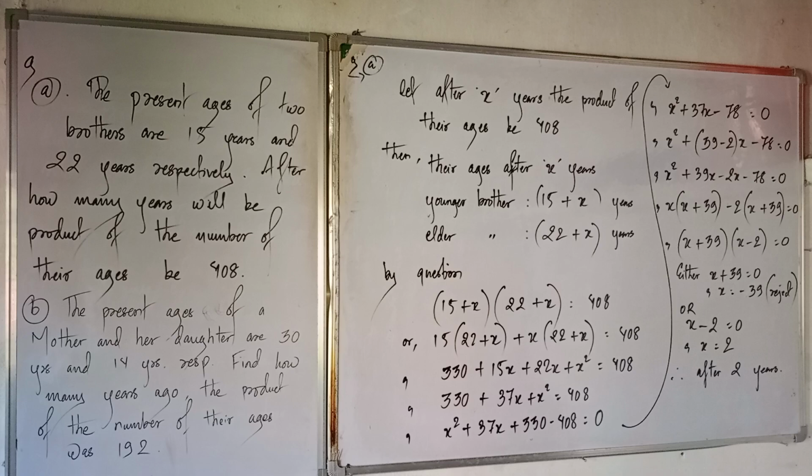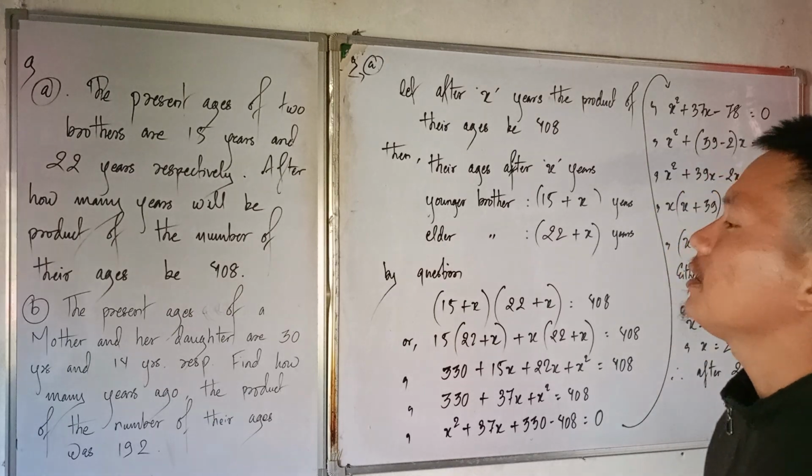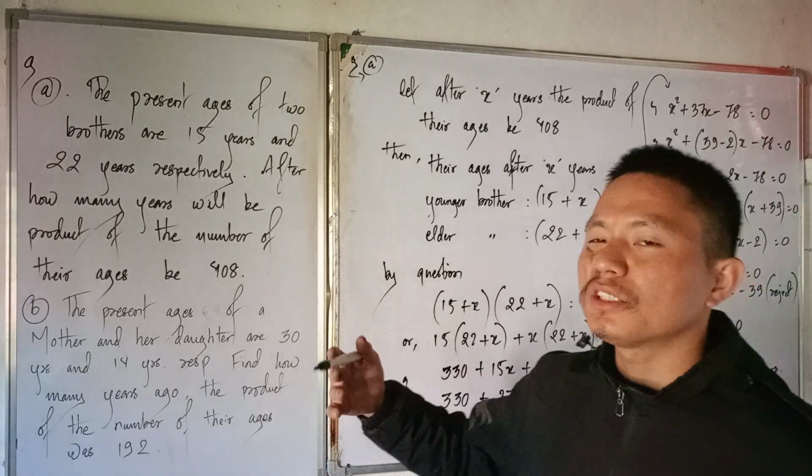I'll just read out the question for you. In 9b, the present ages of the mother and her daughter are 30 years and 14 years respectively. Find how many years ago. Now in the previous questions, it was mentioned and asked after how many years, but in this question, it is how many years ago?